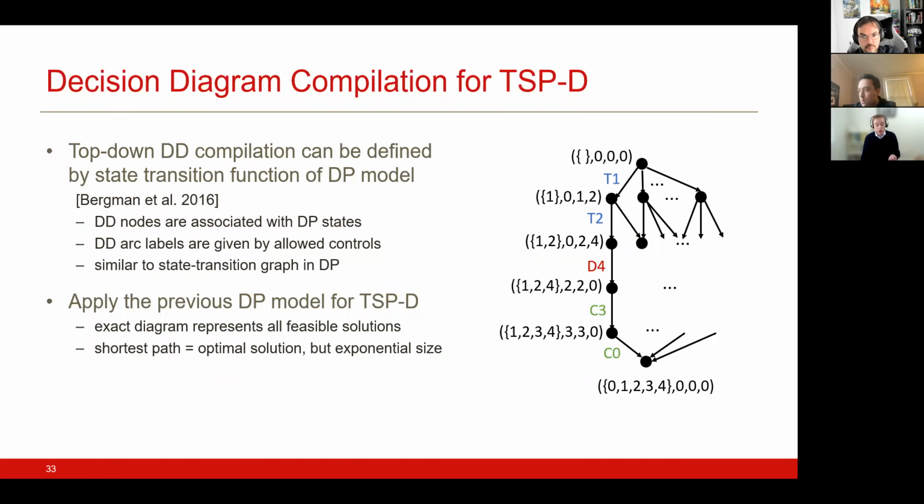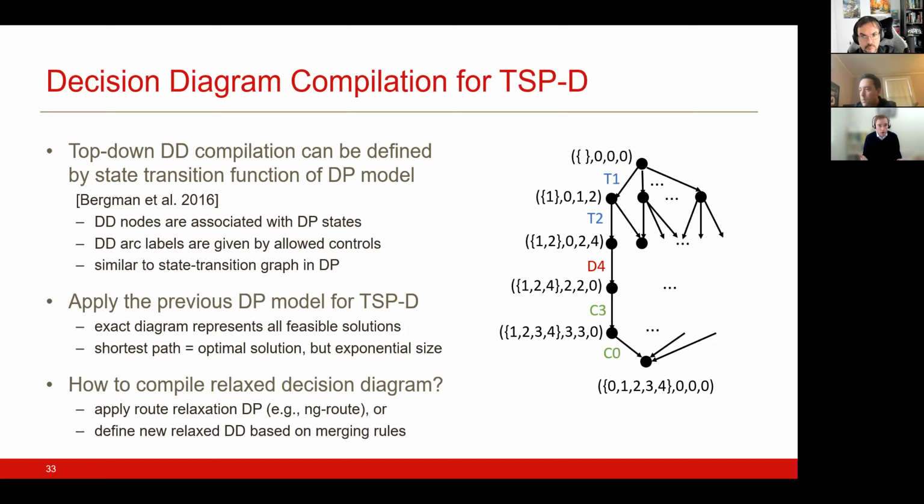But if we were to apply, for example, the NG route relaxation, we would have a smaller decision diagram, and maybe it's tractable and we can solve it. We don't even need column generation then. I don't think it will work, but we could potentially. What we are going after is a different route relaxation. One that's not given by the NG route relaxation, but one that's given by the decision diagram relaxation, by merging rules. And so it will be different, but it may be effective.